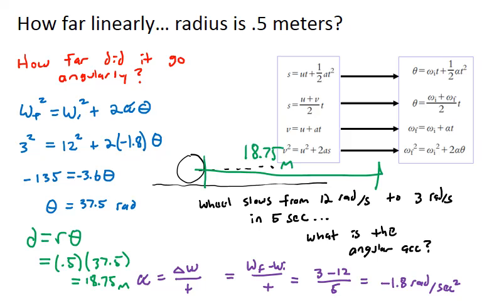All right, so if you remember, d equals r theta. So we have our radius times how many radians we have. So it's going to go 8.75 meters linearly.